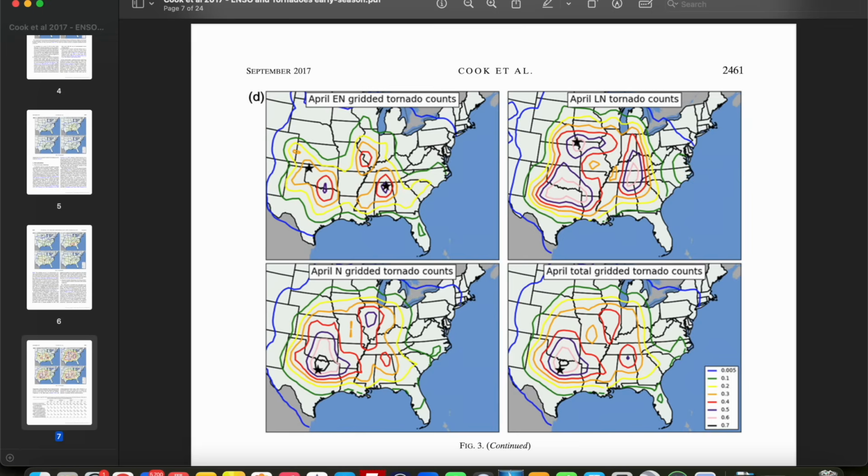in the U.S. Basically, they split up the area east of the Rockies into a grid, tallied up all the tornadoes in each grid box during each month for each ENSO phase, then divided those counts by the number of months that each ENSO phase occurred during the study period, which was 1950 to 2010.